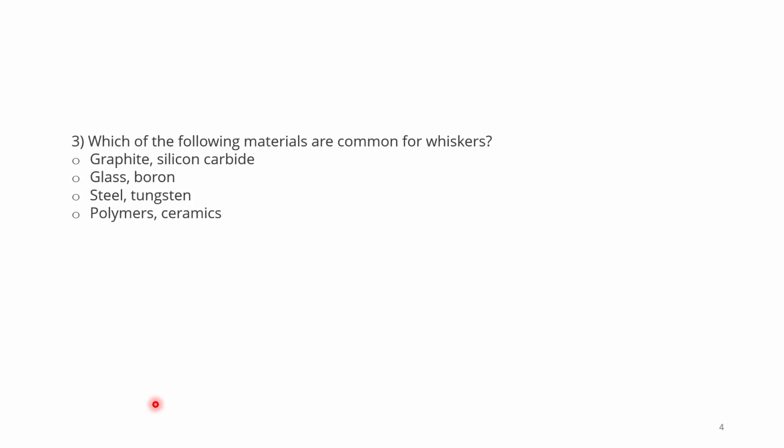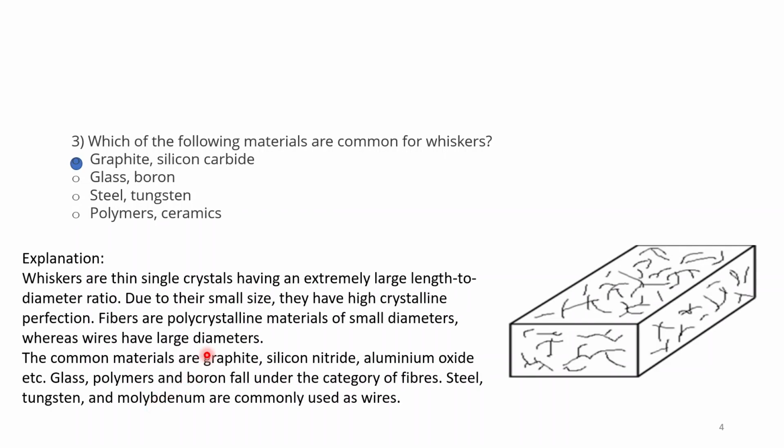Next question is, which of the following materials are common for whiskers? Options are graphite, silicon carbide, glass boron, steel tungsten, or polymers and ceramics. The answer will be graphite and silicon carbide. Whiskers are one of the phases that are present in fiber reinforced composites. Whiskers are thin single crystals having an extremely large length to diameter ratio.